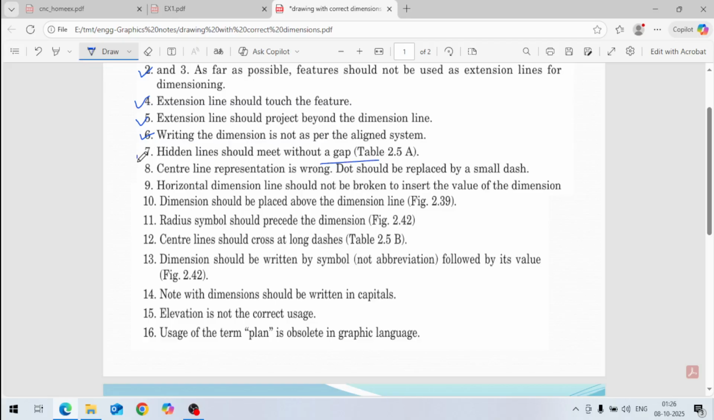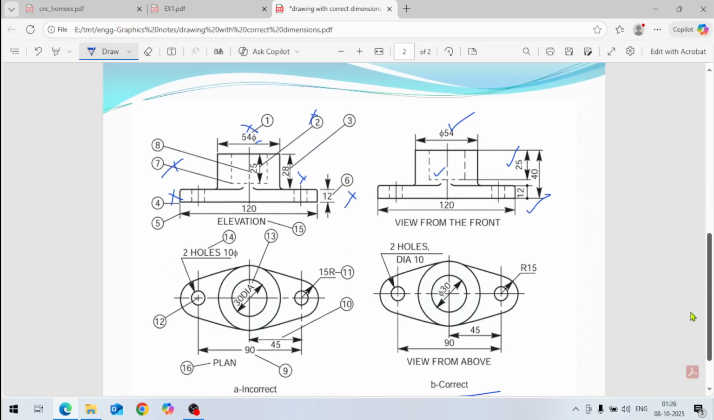Okay. And number 8 is, center line representation is wrong. The dot should be replaced by a small dash. Number 8 is center line representation. If you see here, this is a center line, and in the center line there should not be any dot. It should be a small dash like this. A small dash is there, then a big dash, then a small dash. So it should be like this only. So this here is wrong because there is a dot.